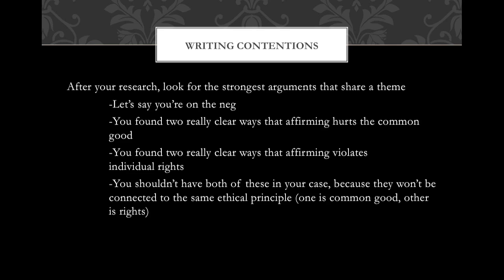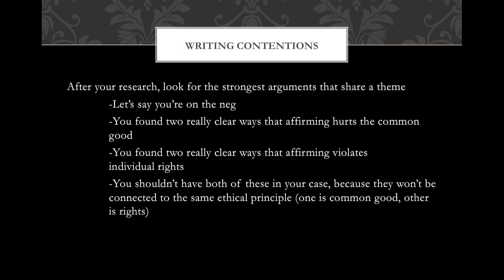So how do you go about actually writing your contentions? Well, the most important thing is to do your research, and then look for the strongest arguments that share a common principle. So let's say that you're on the negative. After you look at your research, you want to group those negative arguments into different categories. So let's say that you found 2 really clear ways that affirming hurts the common good, and you also found 2 really clear ways that affirming violates individual rights.